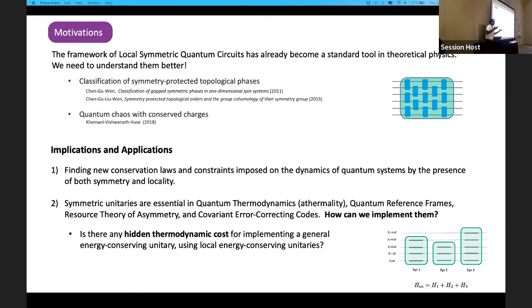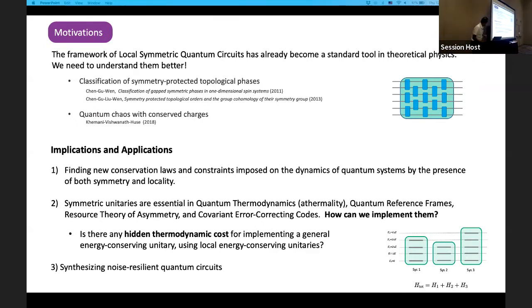Another question is how we can implement these unitaries. If fundamentally I'm restricted by locality and I can't couple all systems simultaneously together, can I realize a general energy conserving unitary by coupling a few systems together at each step via energy conserving unitaries? Or perhaps if I'm restricted by locality, then to implement a general energy conserving unitary, I have to implement local unitaries that are not energy conserving. And perhaps there's some hidden thermodynamic cost in implementing a general energy conserving unitary that we don't take into account in the usual resource theory of quantum thermodynamics.